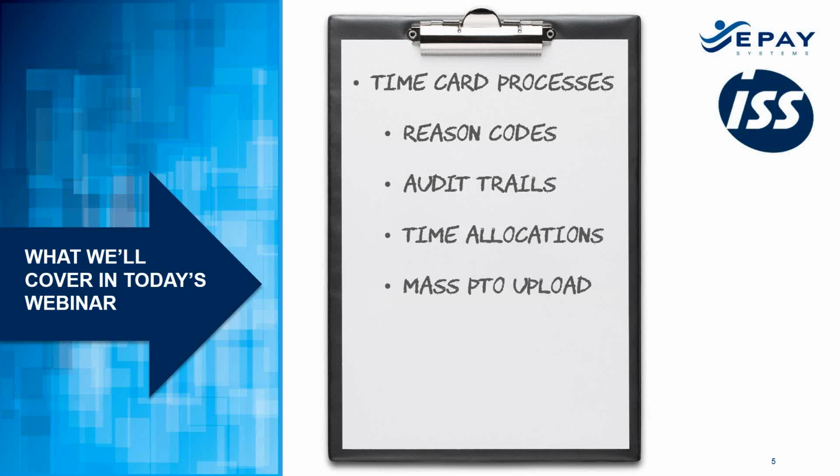Processes, and we're focusing strictly on these 4 key areas on the screen right now. As I was mentioning, reason codes will be the first area we go through. That's going through when you edit a time card, you have different reasons. You have to figure out what reason correlates to the edit I'm making. So we'll go through that.